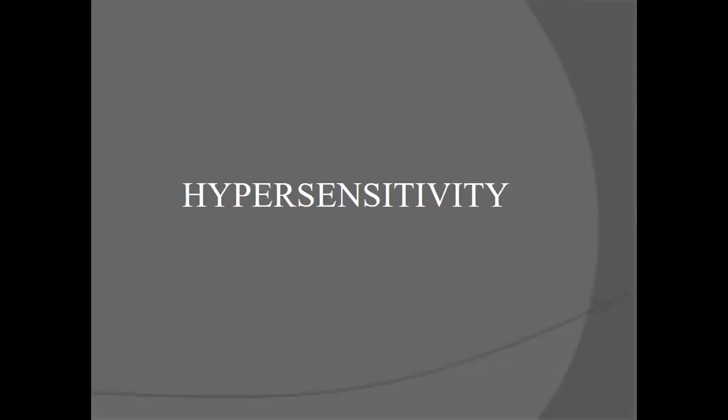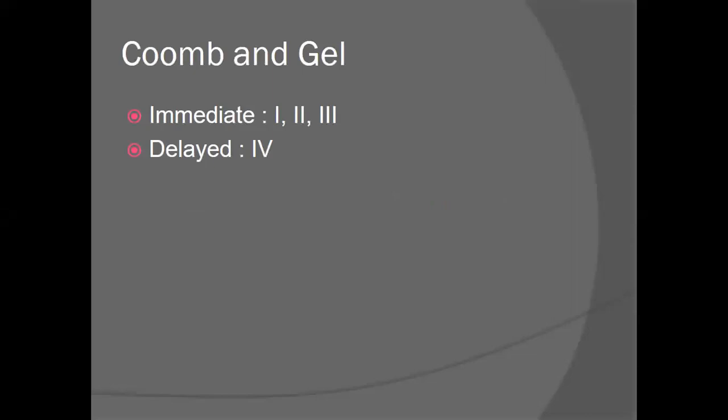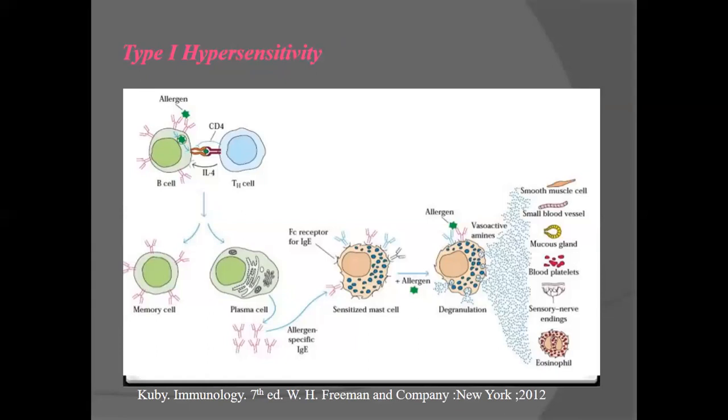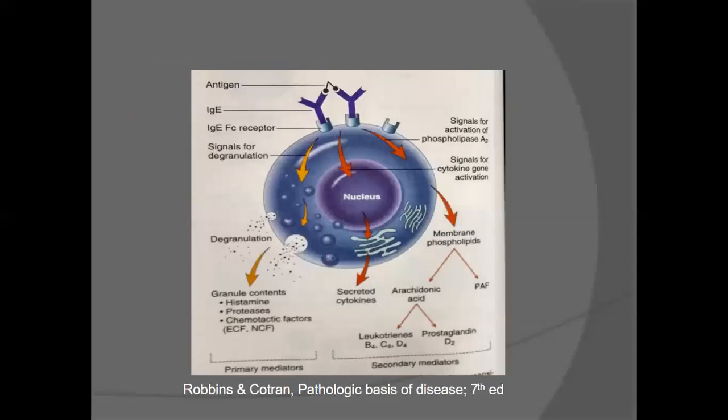Then you have got hypersensitivity reactions. Immediate, and this is very important, Coombs and Gell, the name of the persons. Coombs and Gell have classified the hypersensitivity reaction into 4 types. The immediate is 1, 2, 3, and the delayed is type 4, which is by T cells. Type 1 is nothing but anaphylaxis. There will be an antigen, there will be an antibody, there will be anaphylaxis, there will be mast cell degranulation. You have an IgE Fc receptor and mast cells will degranulate.